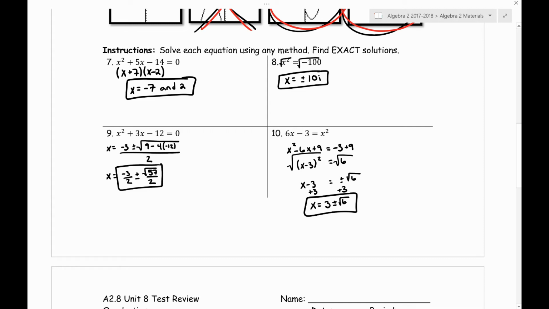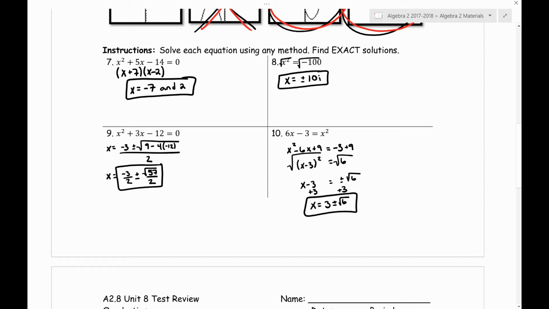Now, in number 7, I decided to go by factoring to get the solutions. Remember to check these solutions by substituting them back into the original, making sure the left side equals the right side. In number 7, I get 2 roots, one at -7 and one at 2. What I would suggest you do is graph it and make sure that you get in the table (-7, 0) and (2, 0). That will show the x-intercepts.